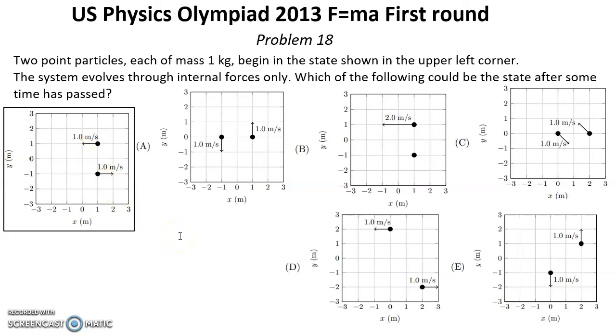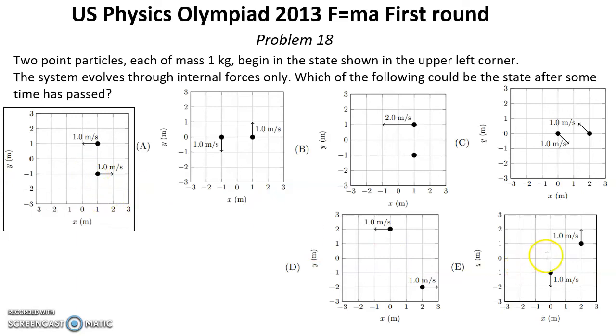Let's analyze the other pictures. Picture A. Here the center of mass is at another point, not 0, 1. It's at point 0, 0. So that's not good. Picture B. It has non-zero momentum. It's no good. Picture C. It has angular momentum less than the angular momentum in the original picture. Picture D. It has angular momentum greater than the initial angular momentum.